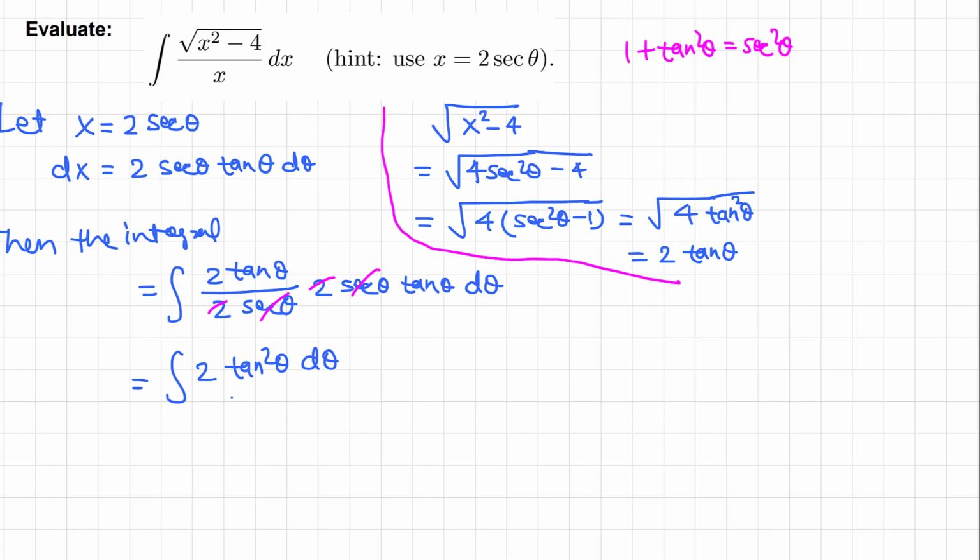Now we need to integrate. We know the antiderivative of secant squared, which is tangent, but for tangent squared there is no easy one. So no direct one, I mean. We can pull 2 outside. Now let's convert this into secant squared. Looking at this formula backward, tangent squared is secant squared minus 1. And that's basically coming from this base formula.